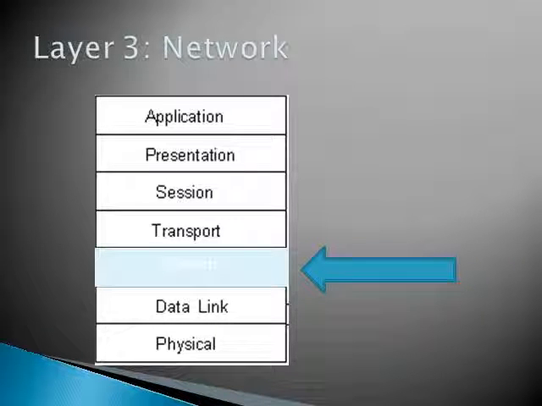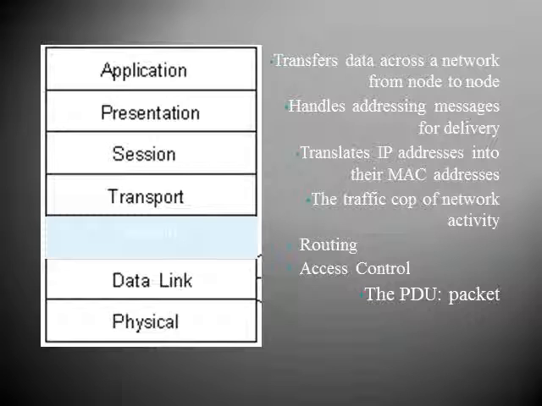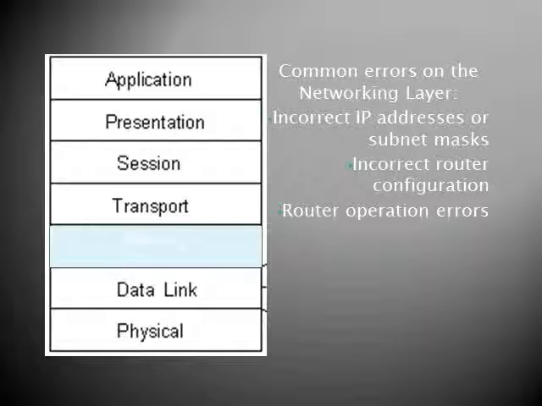Layer 3 is the network layer. This layer transfers data across the network from node to node. It handles addressing messages for delivery, translating IP addresses into their MAC addresses. It's basically the traffic cop of network activity. This layer also deals with routing and access control. The primary data unit at this layer is packet. Some of the common errors that can happen on the network layer are incorrect IP addresses or subnet masks, incorrect router configuration, or router operation errors.